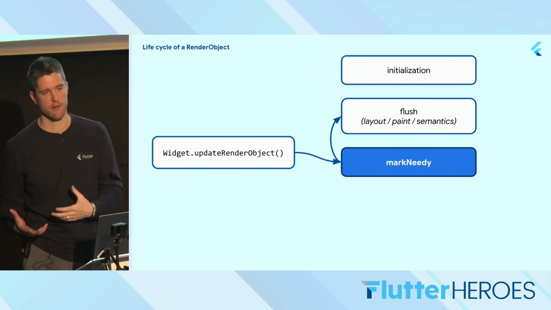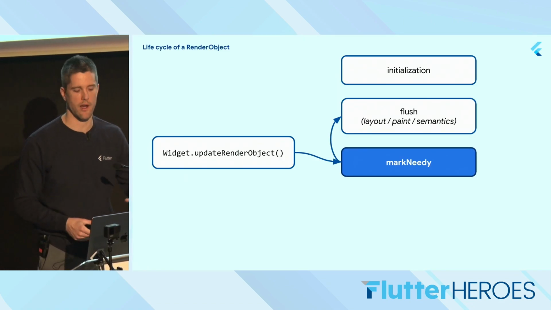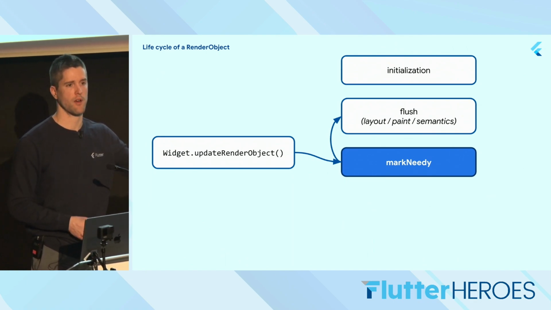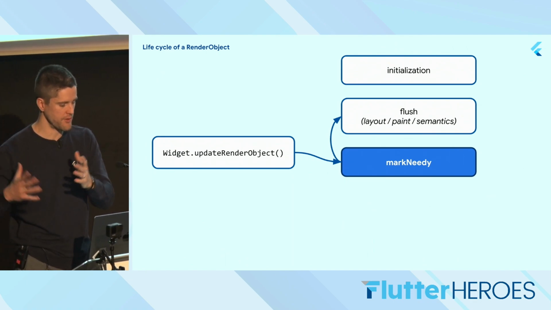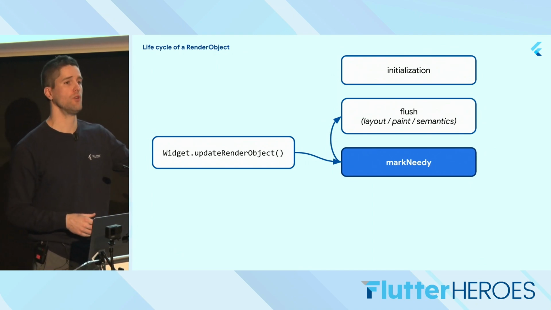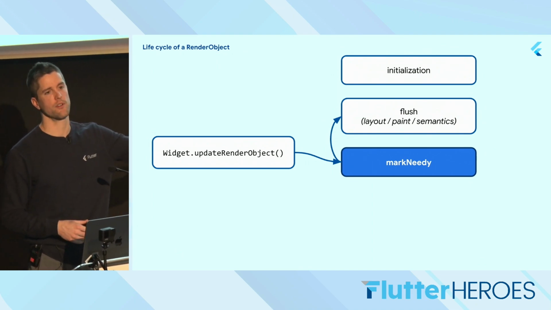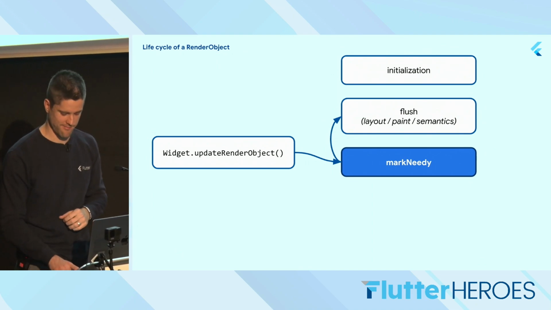So that brings us here in the life cycle of a render object, where this widget.updateRenderObject method can lead to a render object marking itself as needy, so to speak, and then that can queue that render object in the pipeline owner's next flush phase.